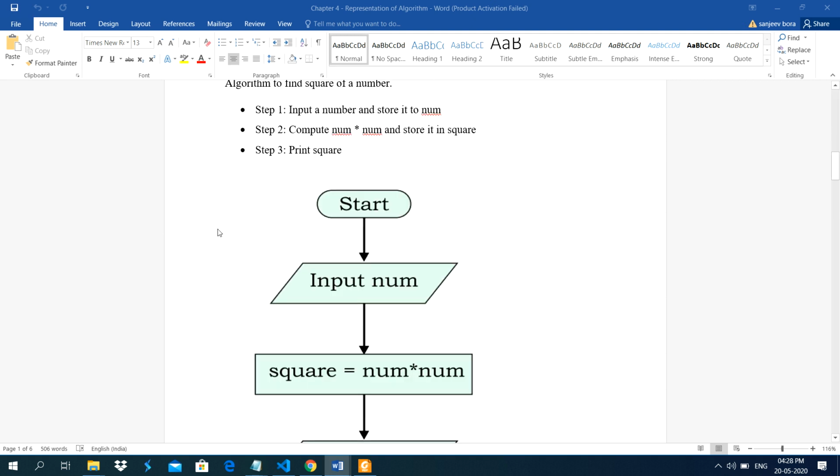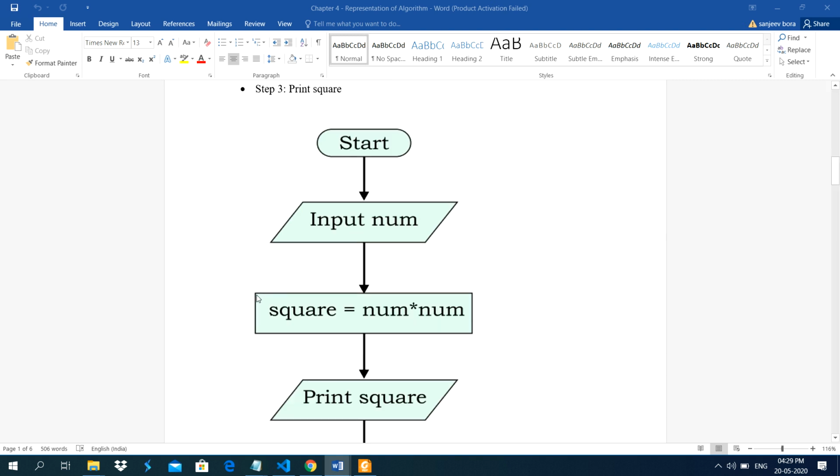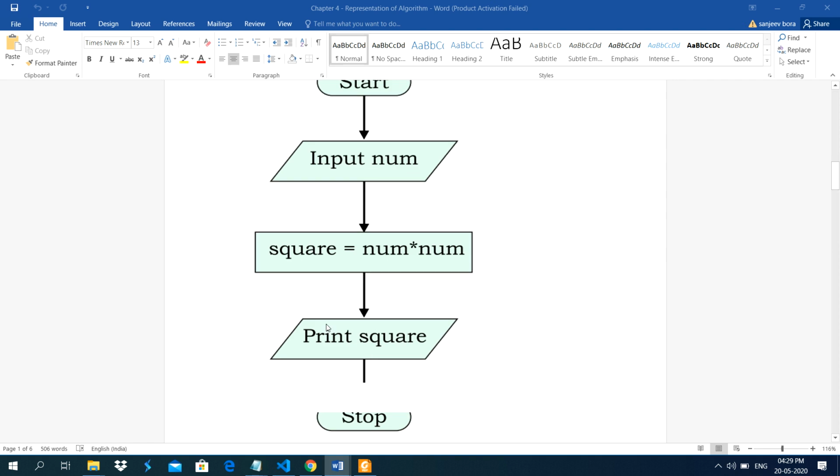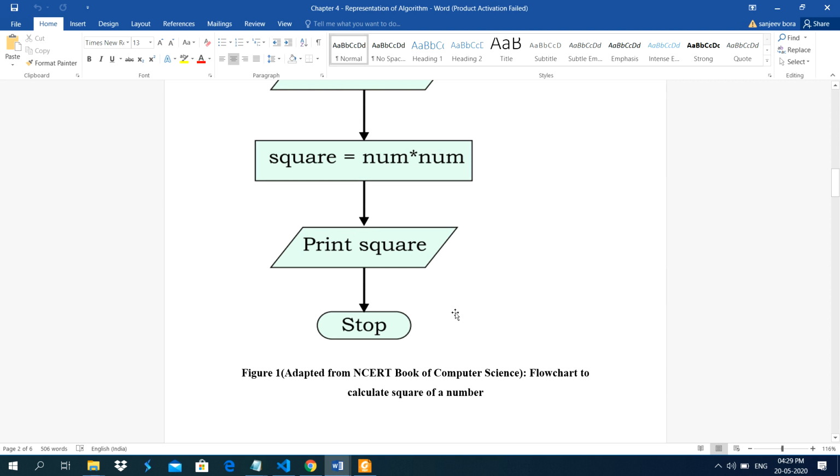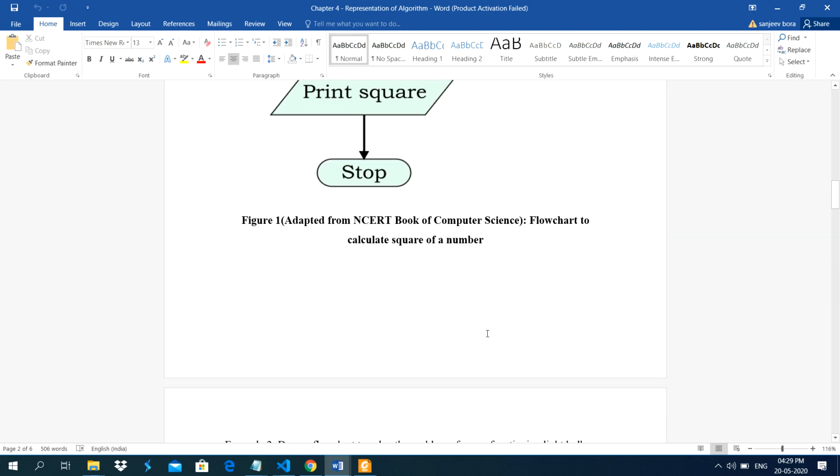Now you see here, this is the flowchart, and the first step is to start the flowchart. Next is the parallelogram, and its purpose is to input a number. Next, this is a rectangle. In the rectangle you have to write the process, means the calculation. Then in this step we have shown the output of the algorithm. At the end of the algorithm or flowchart, we use stop.